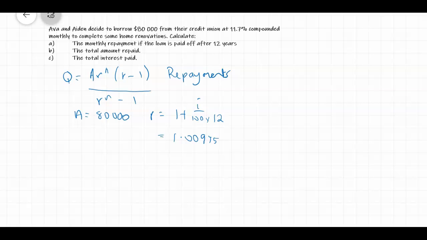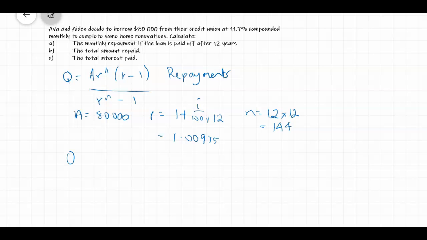And N is the other thing I don't know. N is going to be equal to 12 times 12. So it's being paid monthly, and we want to pay it off after 12 years. So N is going to be equal to 144. So now I have all the variables in my equation, and I'm good to go to find Q, the repayment amount.